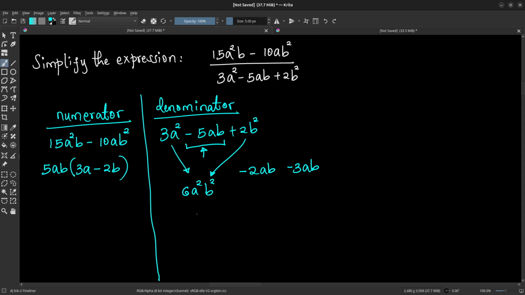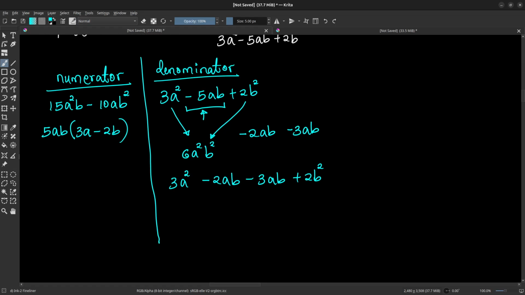So now the middle term becomes negative 2ab minus 3ab. To the right we still have the plus 2b squared, and to the left we have 3a squared. At this point, let's take these terms in pairs. The first pair is 3a squared minus 2ab, and the second pair is the rest. In the first pair, the common factor is a. Factoring that out, 3a squared divided by a gives 3a, and negative 2ab divided by a gives negative 2b.